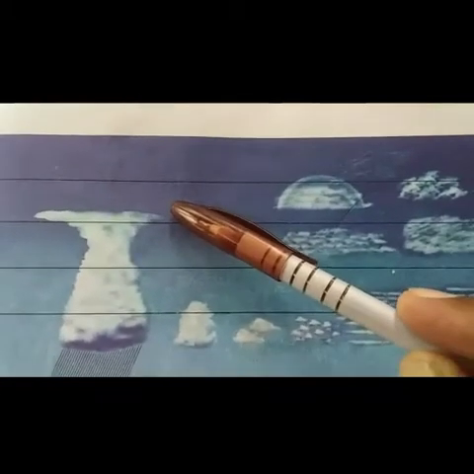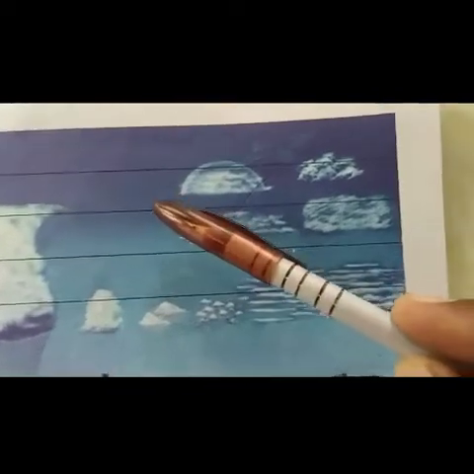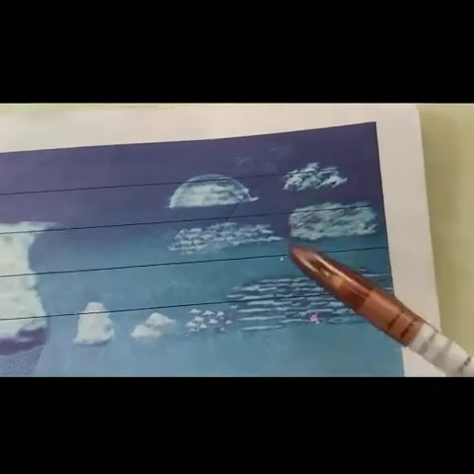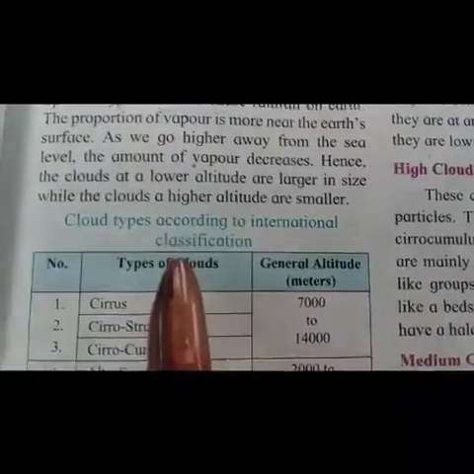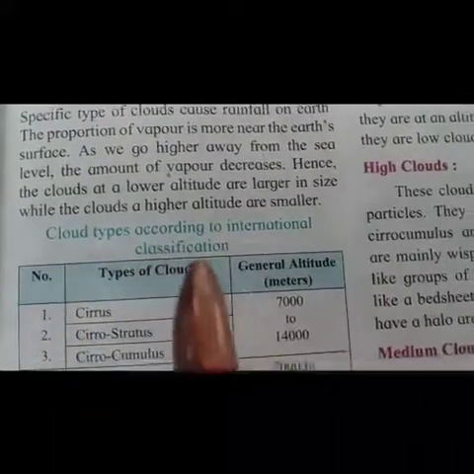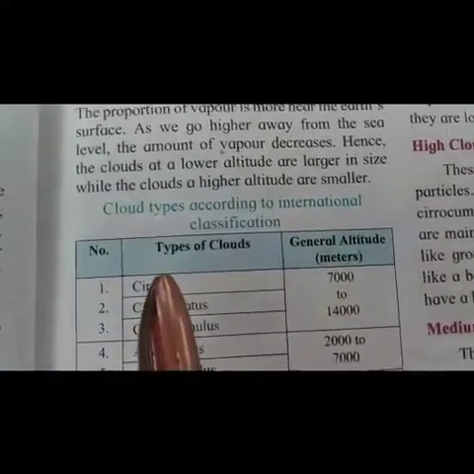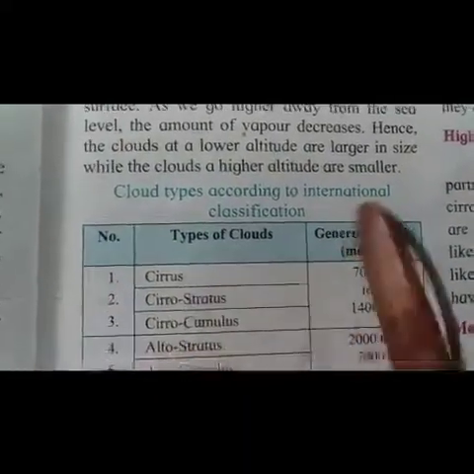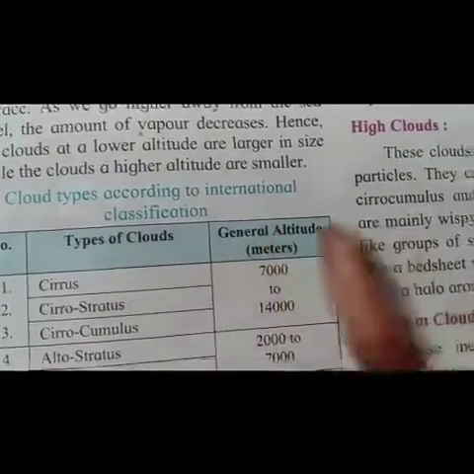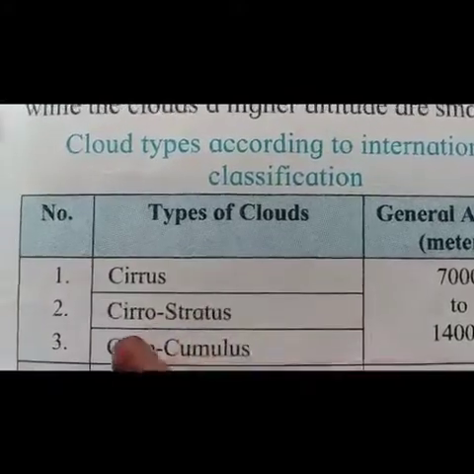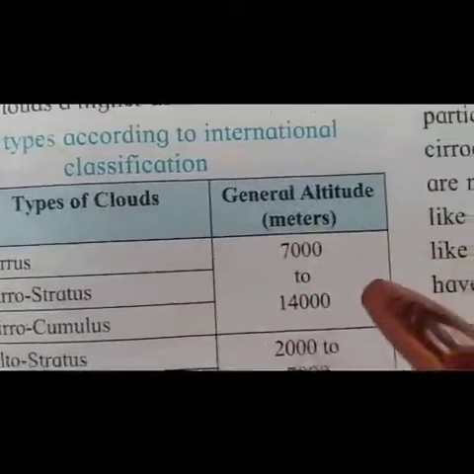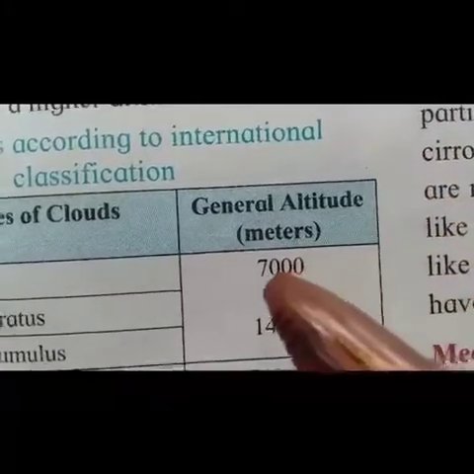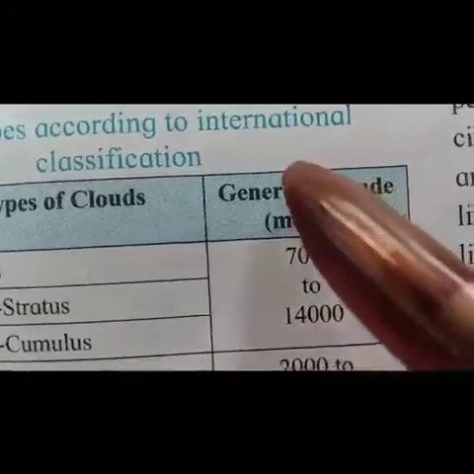We have learned about it. Hence, the clouds at a lower altitude are larger in size, while the clouds at higher altitude are smaller. Look at these cloud types according to international classification. Types of clouds: general altitude, cirrus, cirrostratus, cirrocumulus. These types of clouds can be found at an altitude of 7,000 to 14,000 meters.